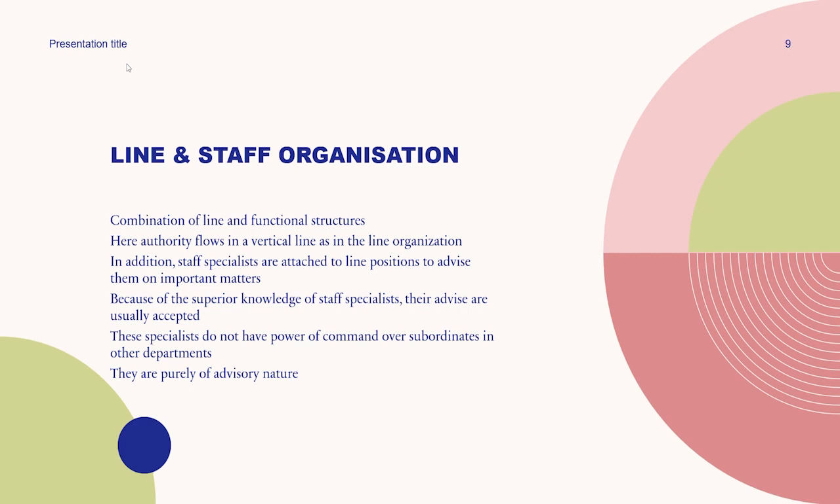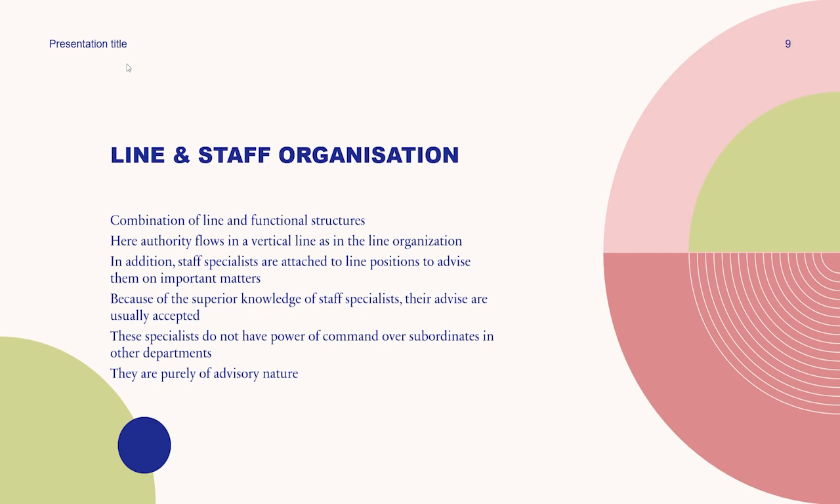Third drawback is certain line officers rely too much on staff to do the thinking and planning. This weakens the capacity of line officers. Then the fourth drawback is there will be misinterpretation. The line officers may misunderstand and misinterpret the advice of the staff.